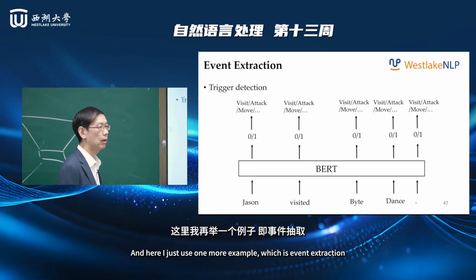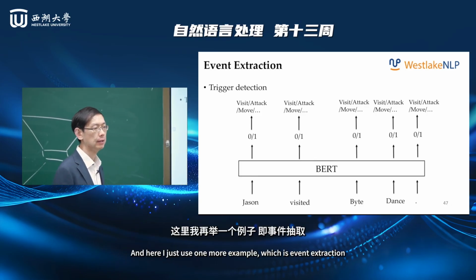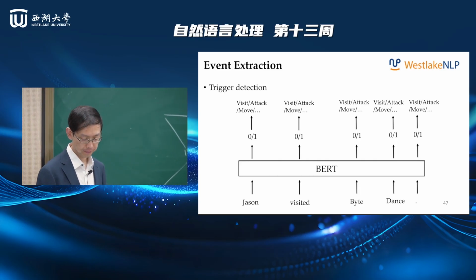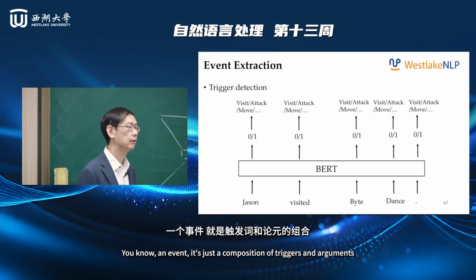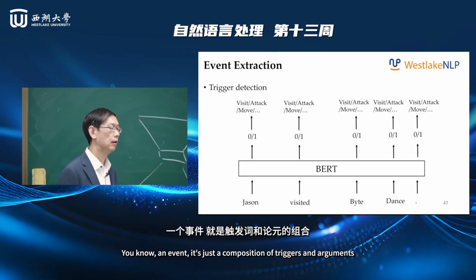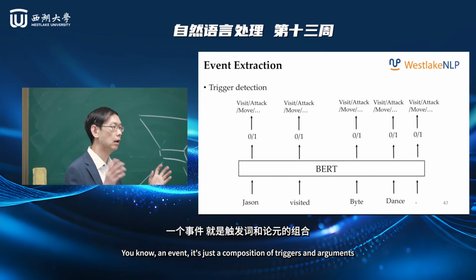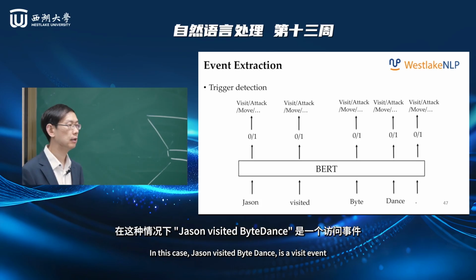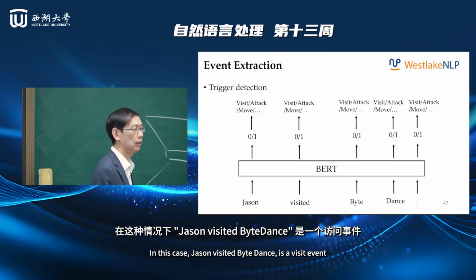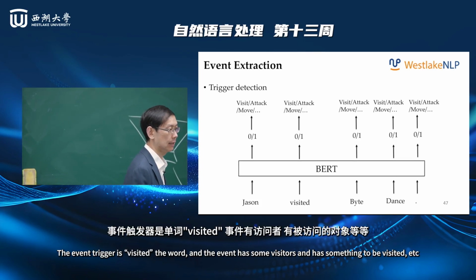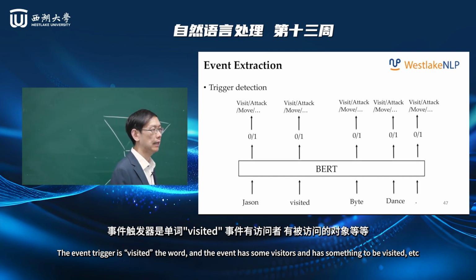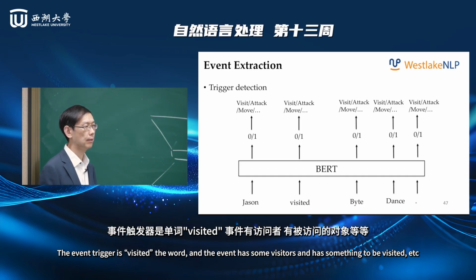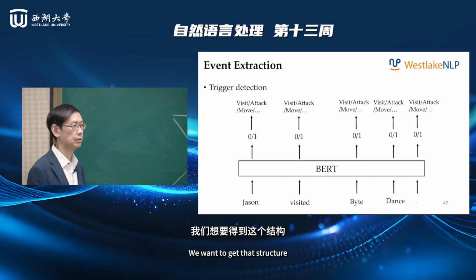And here I just use one more example, which is event extraction. I didn't discuss that with you in the previous weeks. An event is just a composition of triggers and arguments. In this case, Jason visited ByteDance. The event is a visit event, okay? The event trigger is the word visited. And the event has some visitors and has something to be visited, etc. So we want to get that structure.